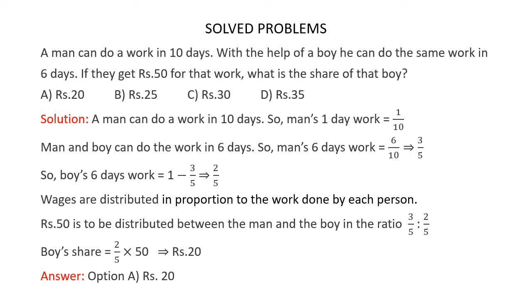Now wages are distributed in proportion to the work done by each person. So here it's given that they get rupees 50 for the work. So rupees 50 has to be distributed between the man and the boy in the ratio 3 by 5 is to 2 by 5. Here the boy's share is 2 by 5. So the boy's share is 2 by 5 multiplied by 50, which is 20. So the boy's share is rupees 20. The correct answer is option A, rupees 20.